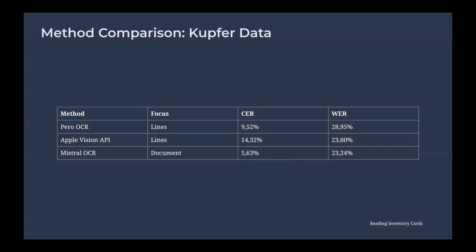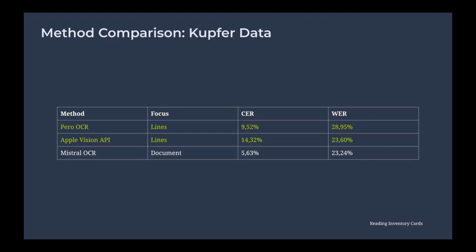So we tried two different approaches for the traditional methods, which are here focused on lines. And then we have Mistral OCR as one representative of the newer way of targeting the complete document at once. We evaluated on a data set of manually annotated images from the inventory cards. You can see the differences in the character and word error rates here.